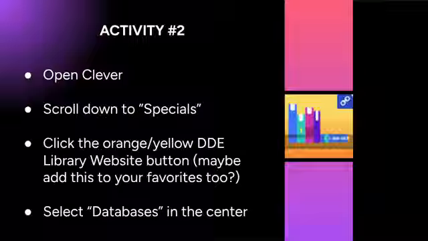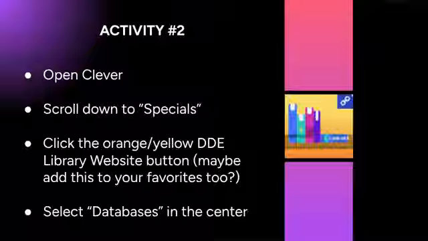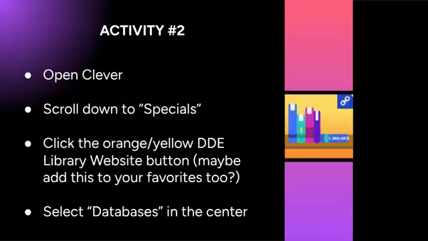As we move on to activity number 2, you already have Clever open and you are already in the special section at the bottom. Now click the orange and yellow DDE Library website button. Maybe you can add this to your favorites too, because this is where you will find the databases which make up the bulk of our professional development session. Once you open the library website, select Databases in the center menu.